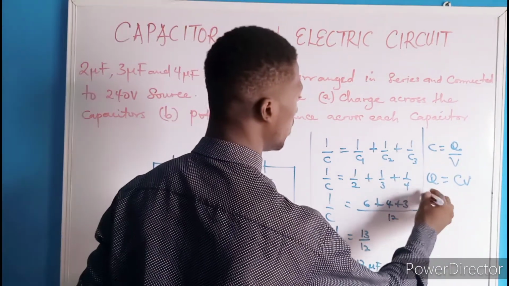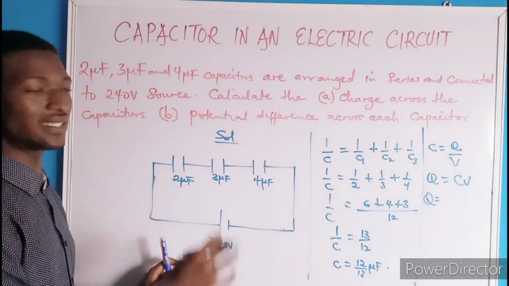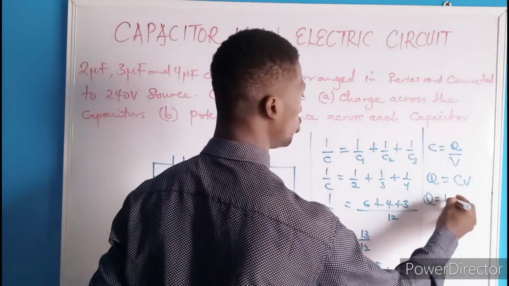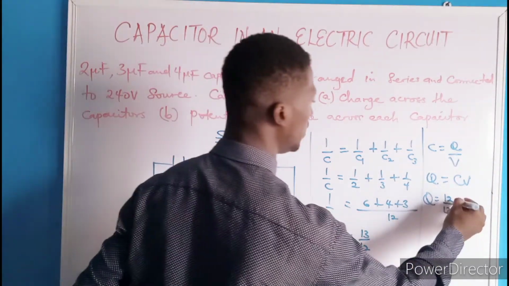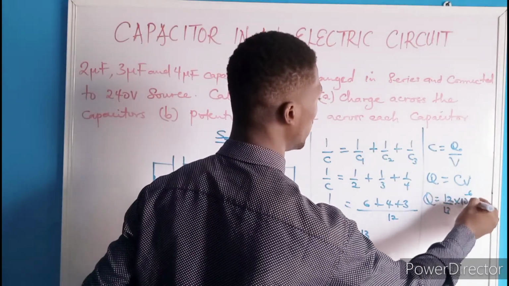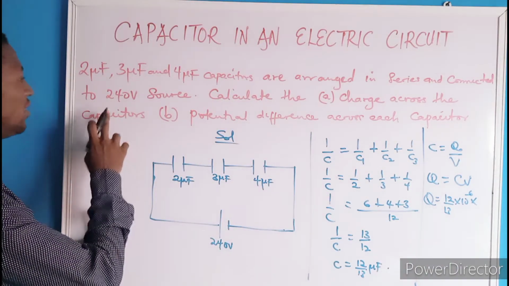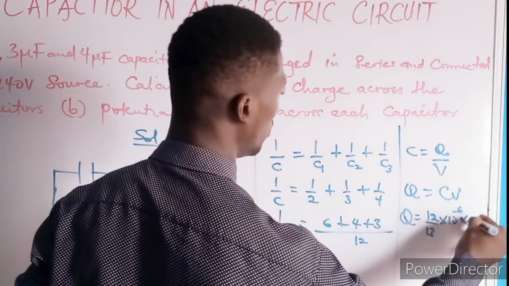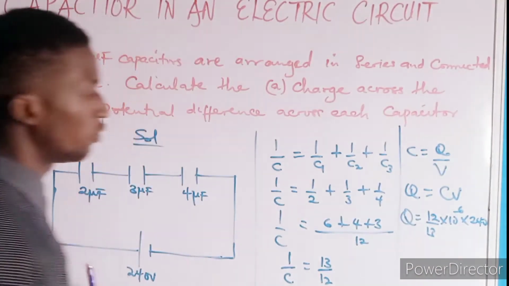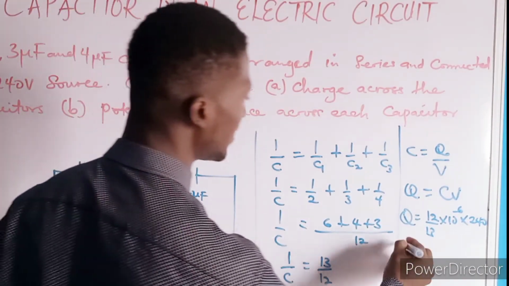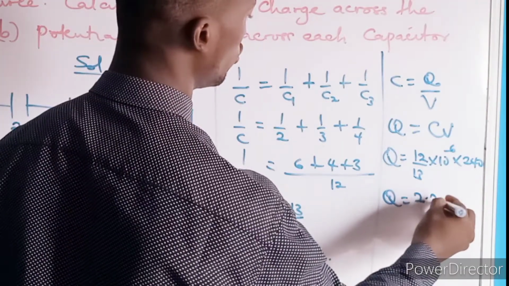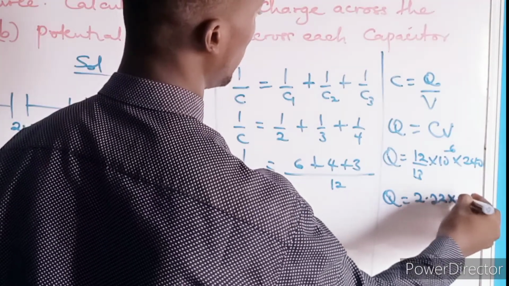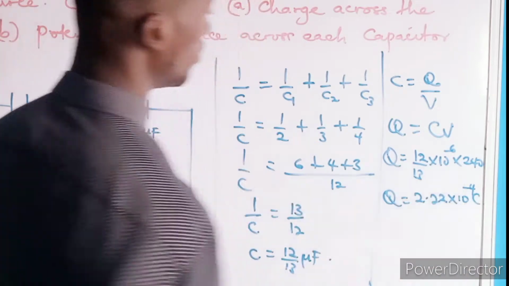And what is our C? Our C is the equivalent capacitance of the capacitor, which is 12 over 13. Don't forget it's in microfarad, so we have times 10 raised to the power minus 6, times the voltage, which is 240. So in this case, our Q is 2.22 times 10 raised to the power minus 4 coulomb.